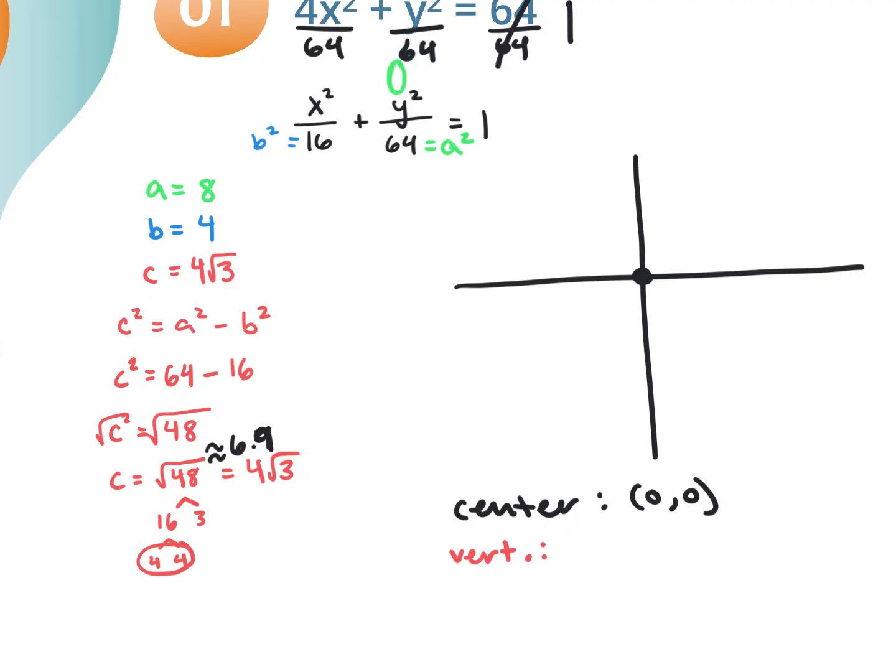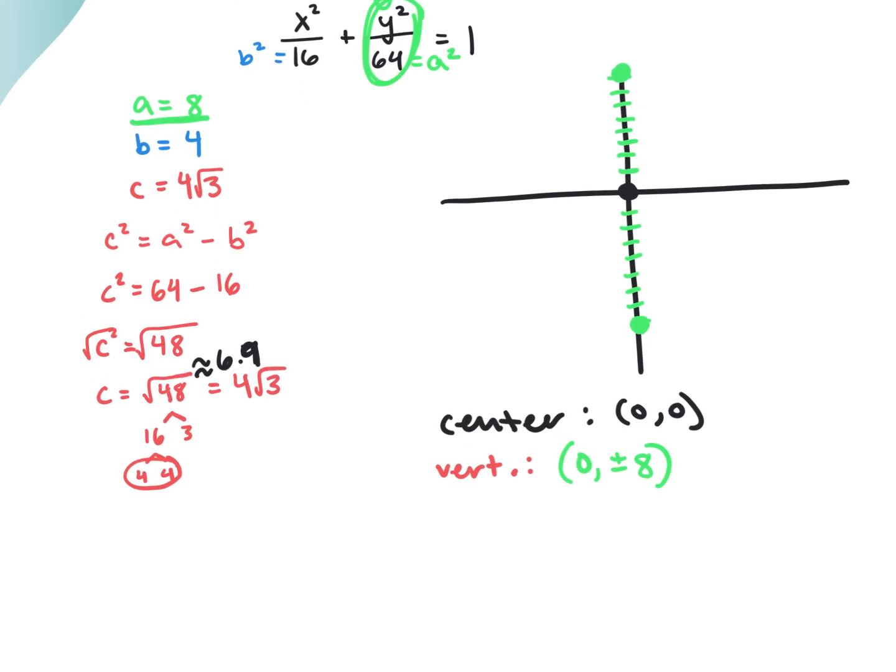So our major vertices, do they go on the x-axis or the y-axis? They go on the y-axis because A came from under the y squared. So A, we're going to move along the y-axis 8. So I'm going to go up 8 and down 8. So because A came from the y, we're going to move up and down on the y-axis. So our vertices would be 0, comma, plus or minus 8. Now if you wanted to leave it separate, you could. You could say 0, comma, positive 8, 0, comma, negative 8. That works too. But since it's the same value, I'll just call it plus or minus.